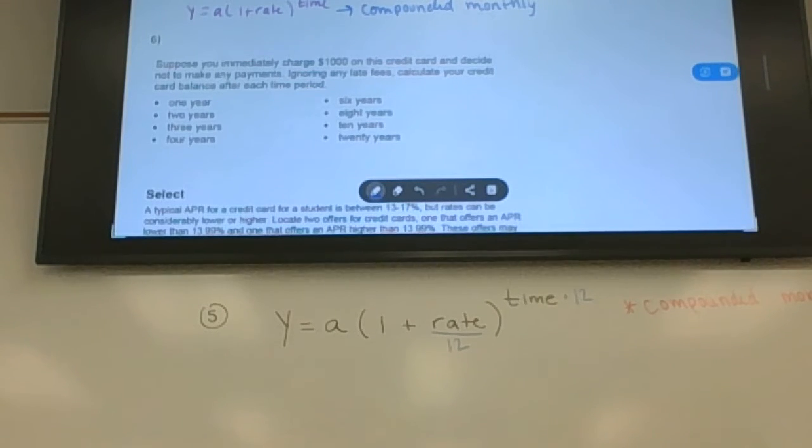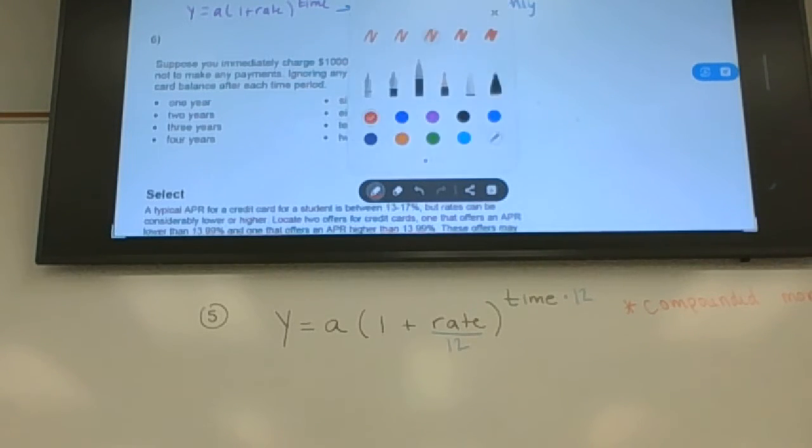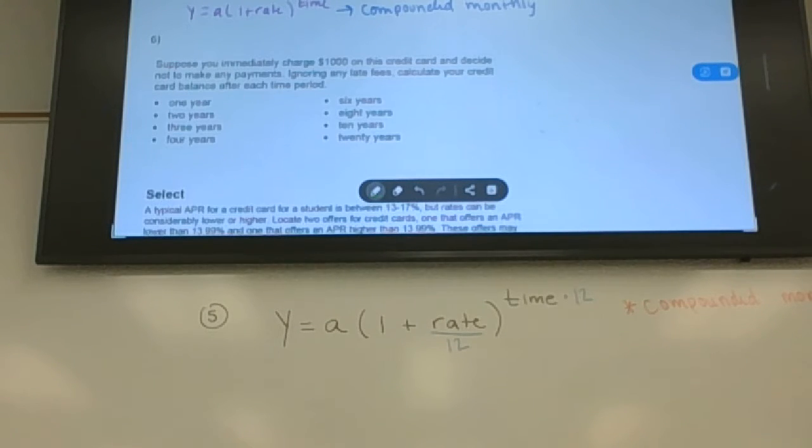Since it's compounded monthly. So what do we have to be really careful about? Everyone's making this mistake. What is the rate? It says typical college freshmen get this rate. What's the rate they say? It's 13.9. And what did I tell you you have to do with interest rates? You gotta move the decimal 2 places. Okay.